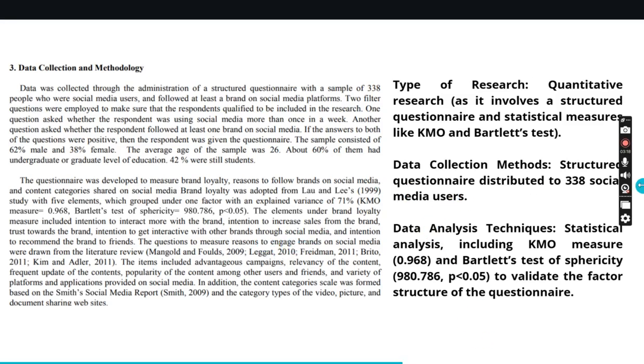Next is data collection method. In the first sentence, as you can see here, data was collected through the administration of a structured questionnaire with a sample of 338 people who were social media users. And the last thing, data analysis technique. As I mentioned before, the questionnaire was developed to measure brand loyalty, recent follow of brands on social media, and content categories shared on social media. Brand loyalty was adopted from Lau and Lee's study, 5 elements, which group under one factor with an explained variance, and so on, which you can read by yourself.